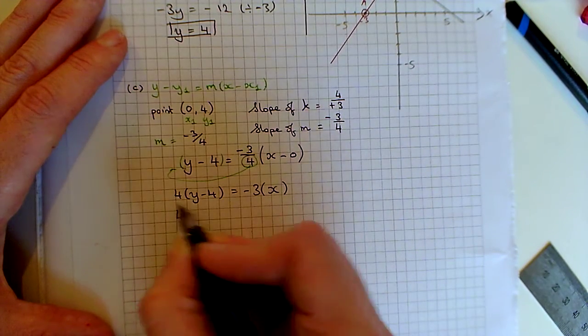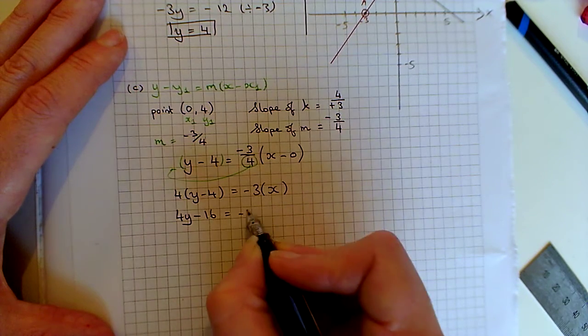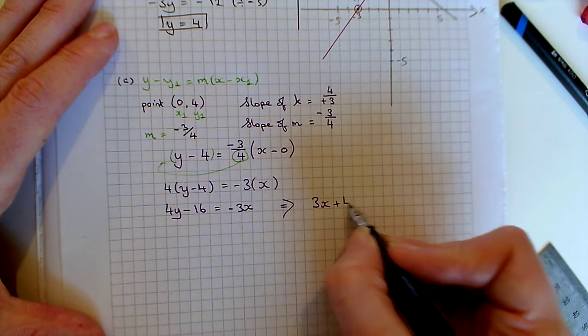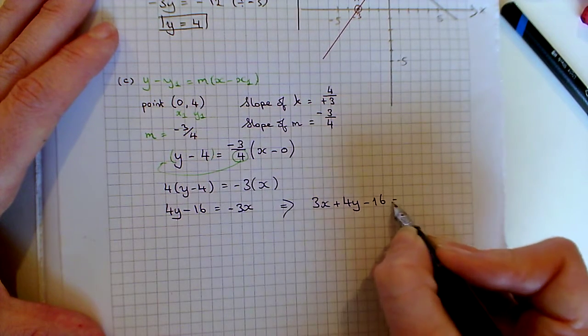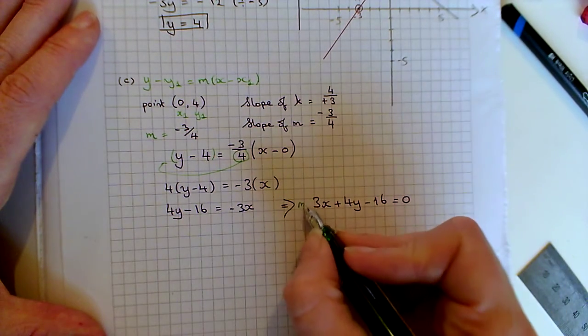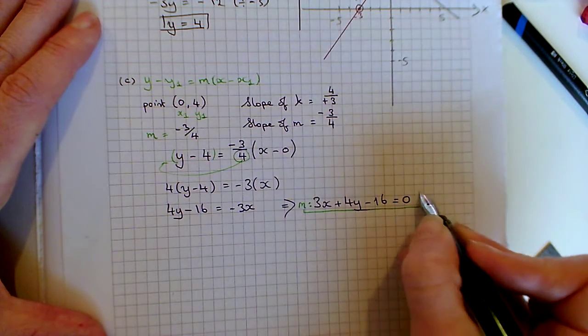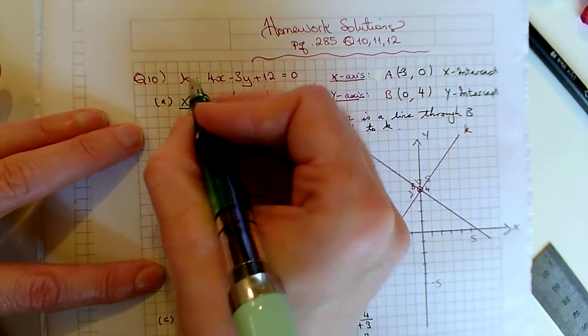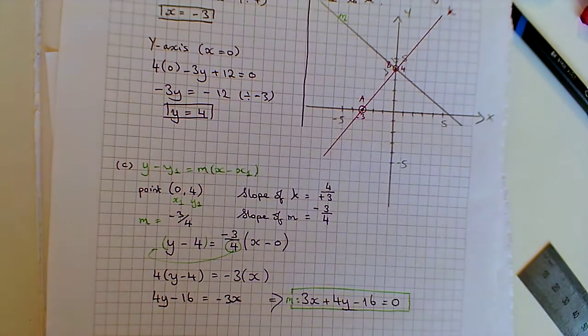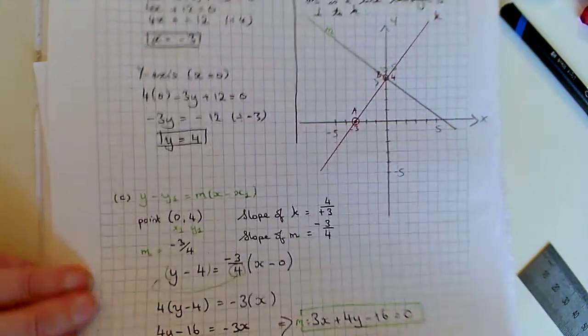Multiply out my brackets. 4y minus 16 is equal to minus 3x, and bring everything to one side. We get 3x plus 4y minus 16 is equal to 0. So that's the answer to part C. That's the equation of the line M. So my equation of the line K was given to me, and I found the equation of the line M, which is perpendicular, and I've drawn a picture of it as well. Okay, so hopefully that made sense and you were all able to work through that.